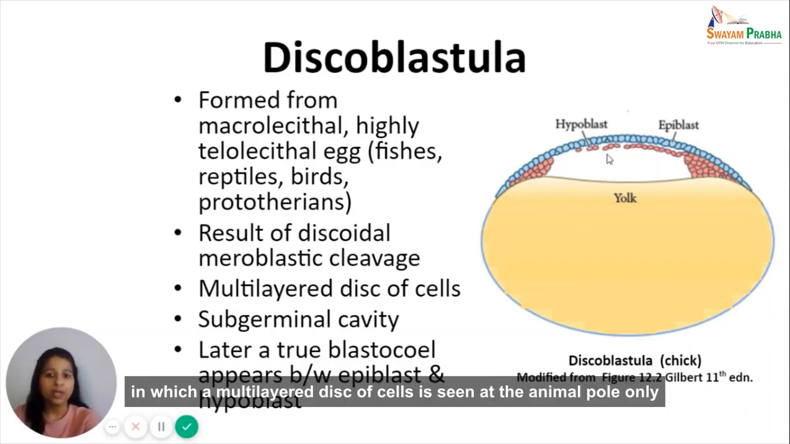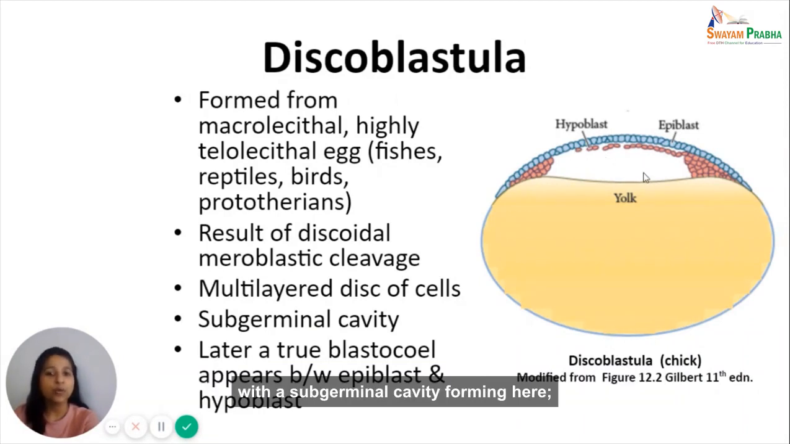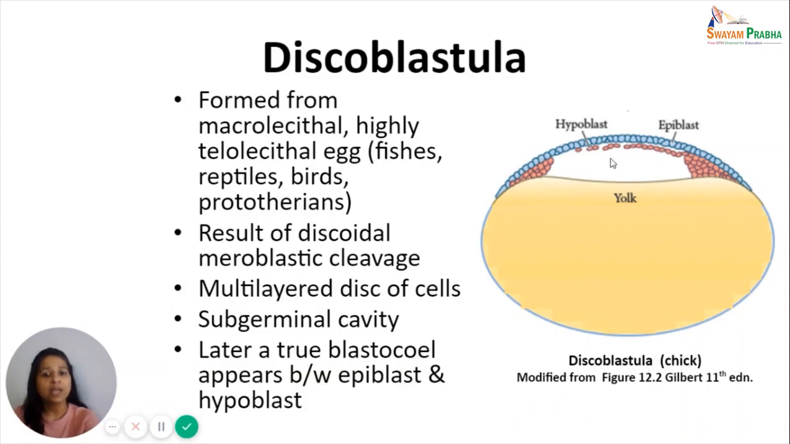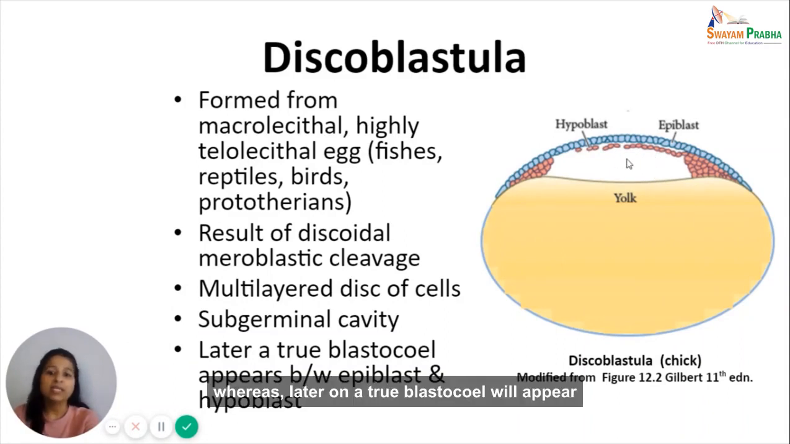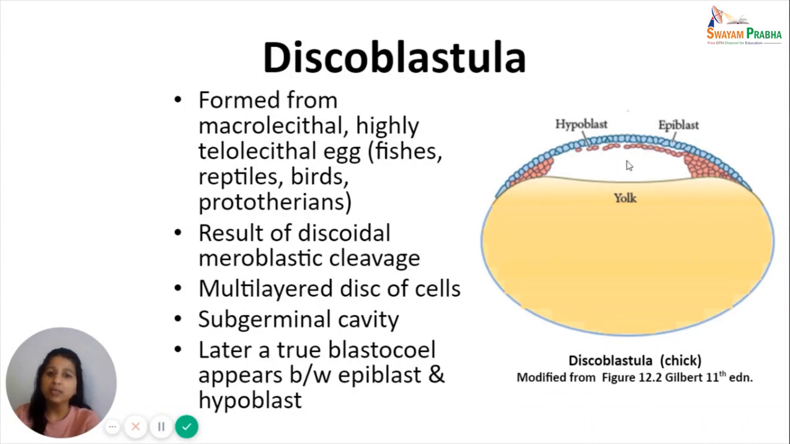in which a multi-layered disc of cells is seen at the animal pole only, with a subgerminal cavity forming here, whereas later on a true blastocele will appear between the epiblast and the hypoblast.